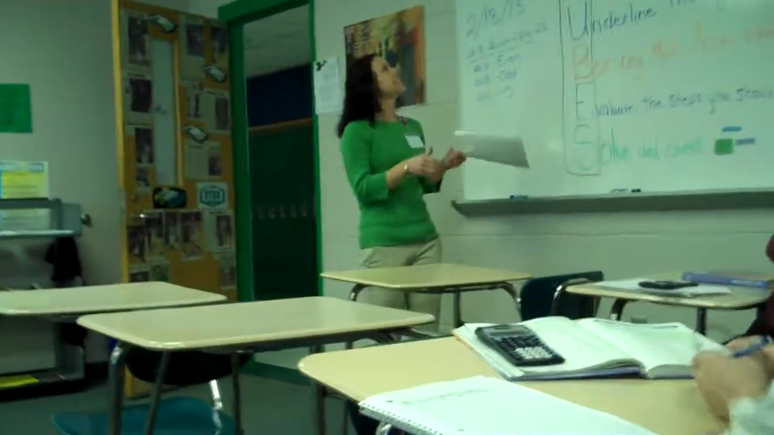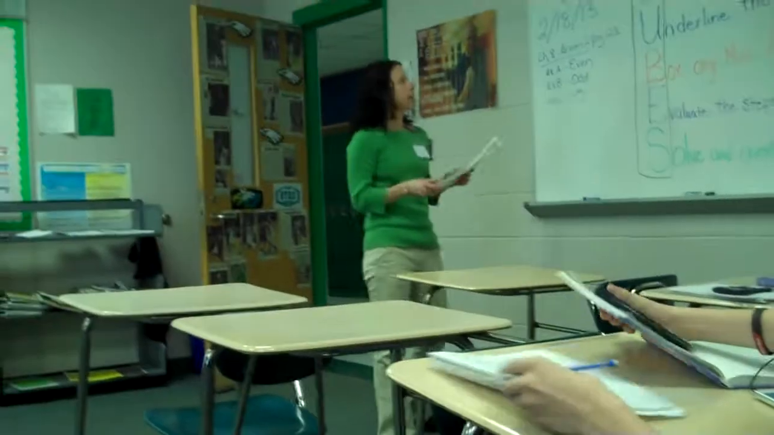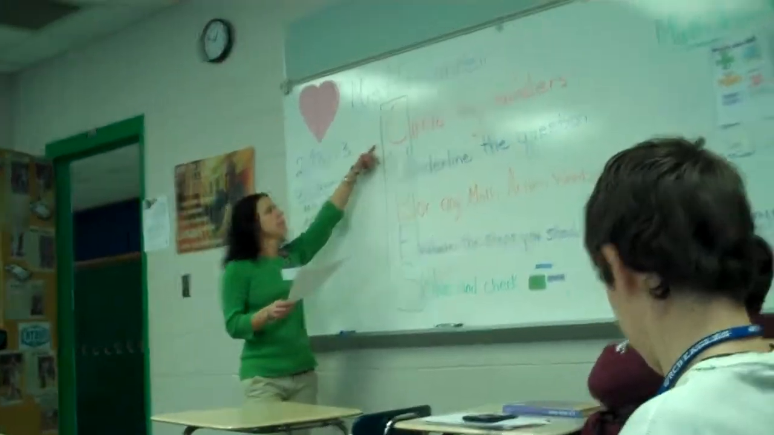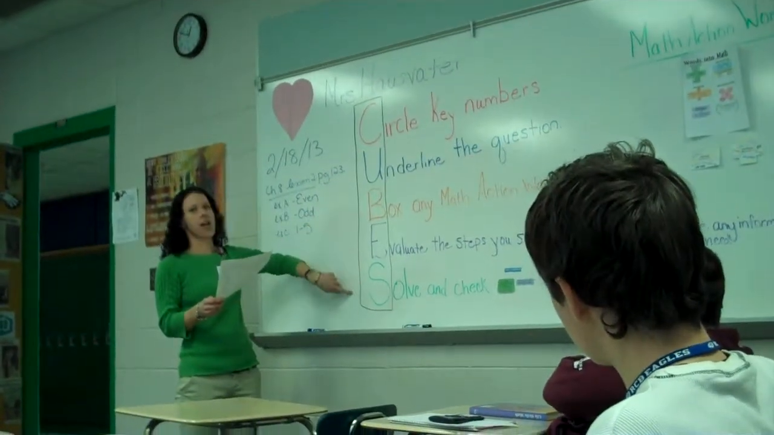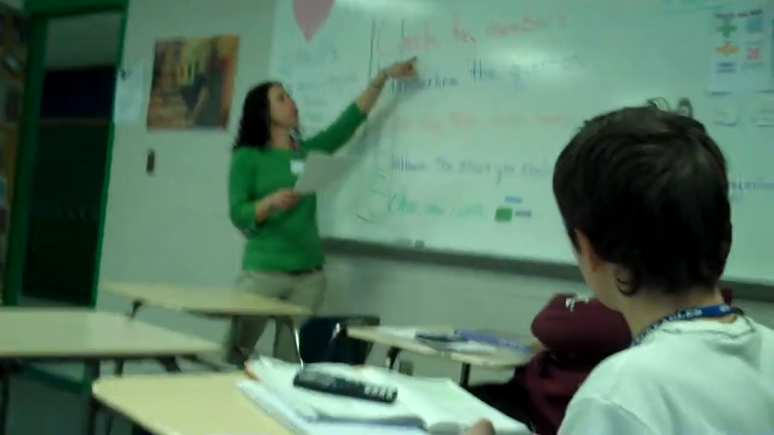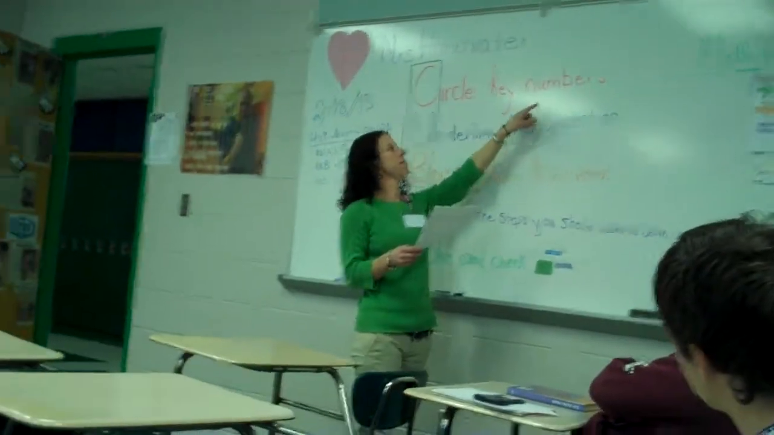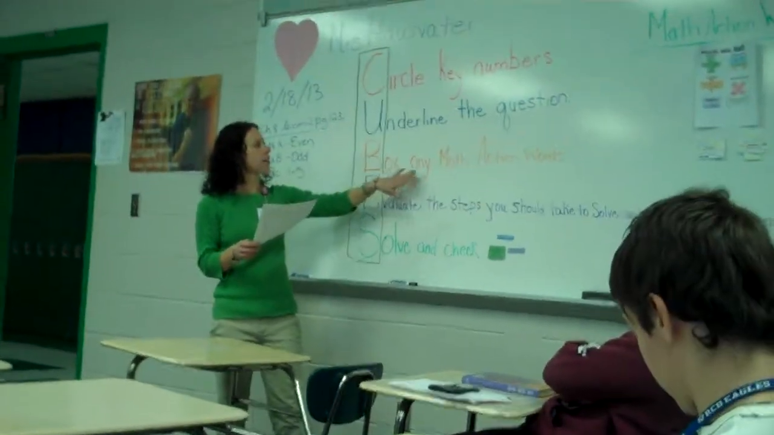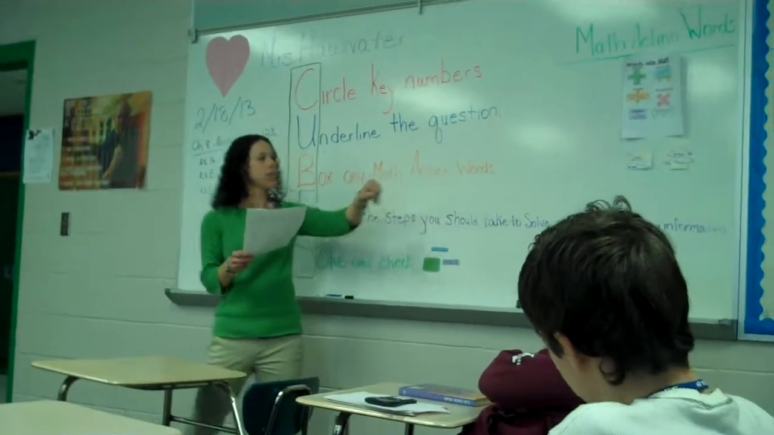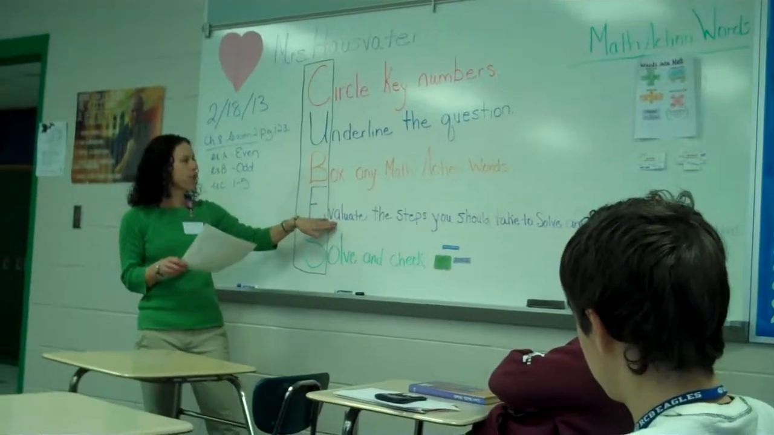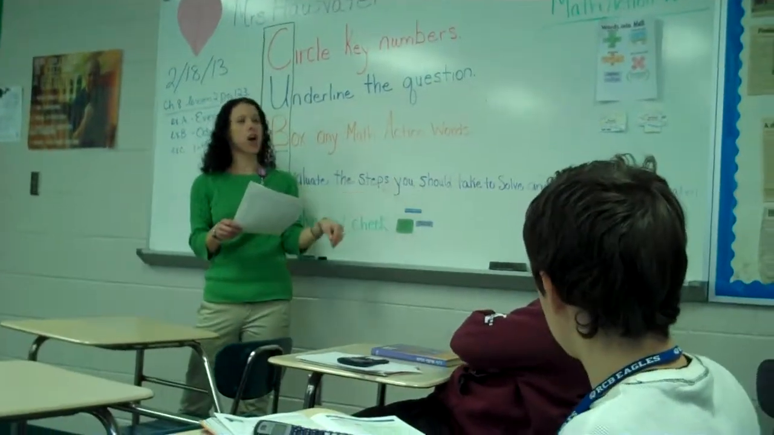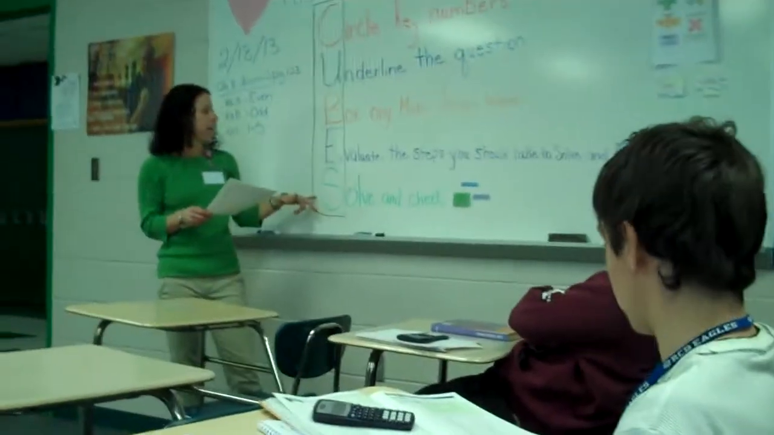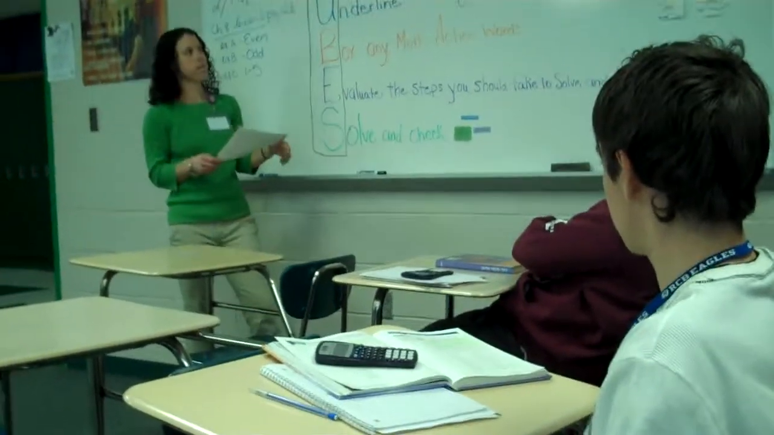Okay. Today we're going to learn about the cube strategy. It's a strategy that's going to help you guys solve word problems. C-U-B-E-S. C is for circle key numbers. Underline the question. Box any math action words. Evaluate the steps you should take to solve and eliminate information that you don't need. And then you're going to solve and check your problems.